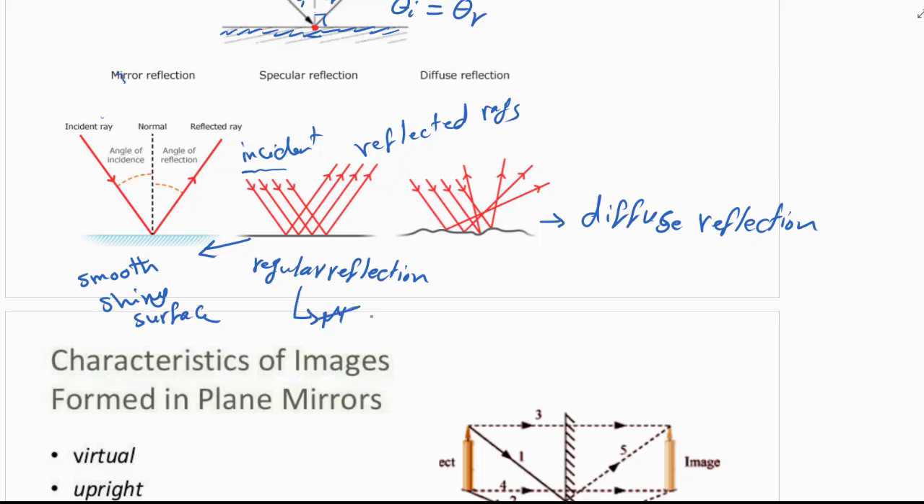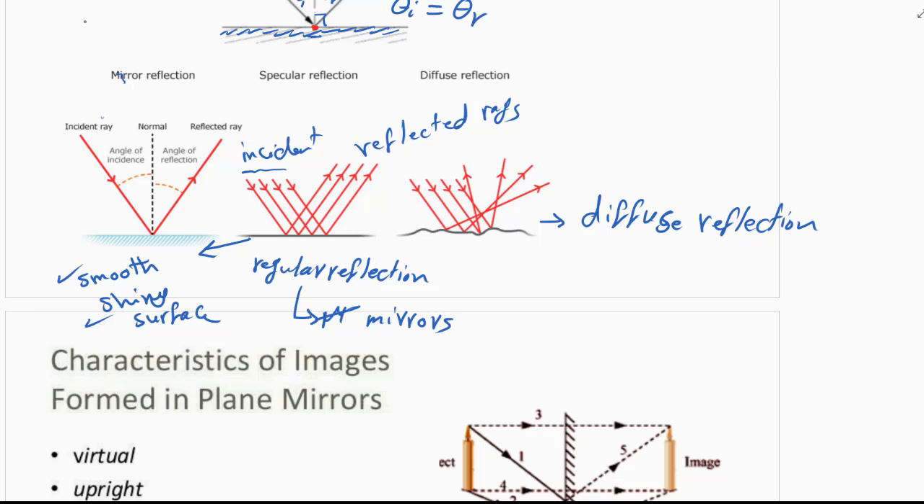So in mirrors, shiny surfaces, shiny metal surfaces, and calm water surfaces, all of these types of reflection are called regular reflection. Why? Because the reflected rays are parallel to each other, and this happens when the surface is a smooth, shiny surface, exactly like a mirror.